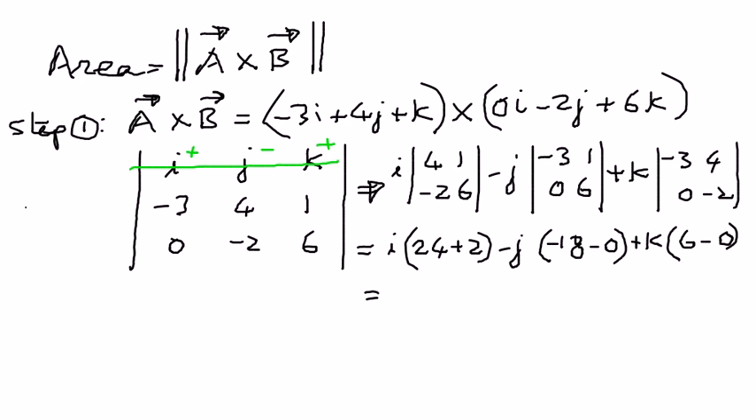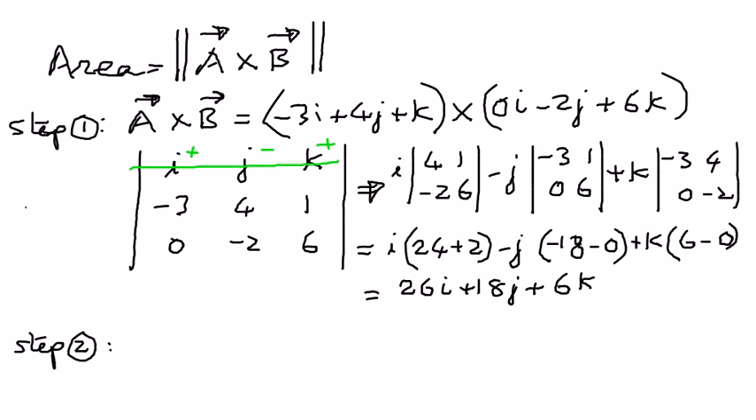So therefore we can write this as 24 plus 2 is 26i, -18 times -j is +18j, plus 6 minus 0 is 6, therefore 6k. So we have all that information. What we need to now do is find the area of this parallelogram.